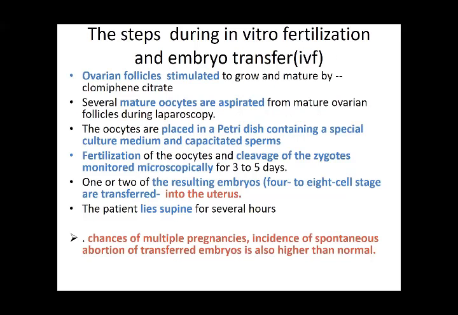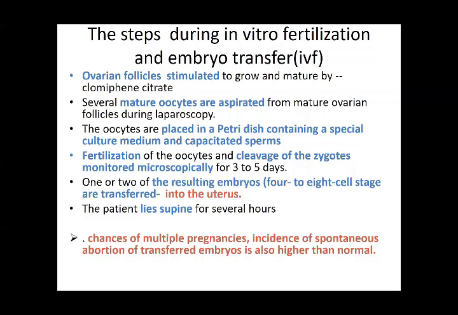That is outside. The steps in vitro fertilization: ovarian follicles are stimulated by the drug we call clomiphene citrate. Many oocytes are aspirated by laparoscopy. Oocytes are placed in a dish with special culture medium, and capacitated sperms are put there. Fertilization occurs, cleavage starts, resulting in the blastocyst stage that is put back into the uterus, and the patient has to lie down for several hours. Thus, chances of multiple pregnancies and spontaneous abortions of transferred embryos are also higher than normal. So that is the process of in vitro fertilization.